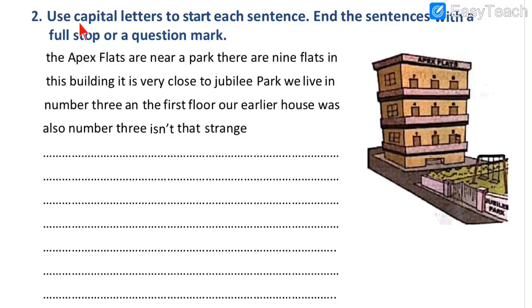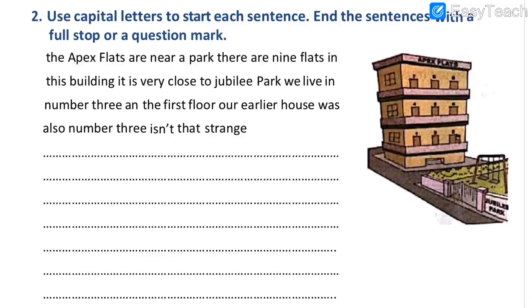Second exercise: use capital letters to start each sentence. End the sentences with a full stop or a question mark. So that is the objective. The third objective for today: use punctuation in a sentence. So let us complete that third objective. We have to read this paragraph of 4 lines and rewrite the paragraph, using capitalization and a full stop or question mark wherever it is necessary. So let us read and write one by one.